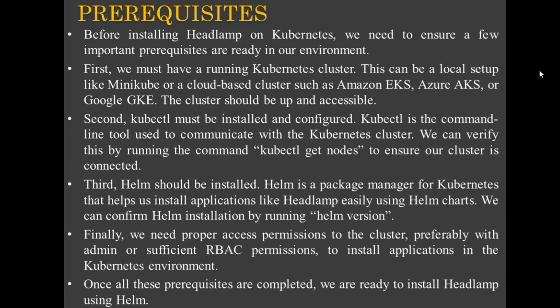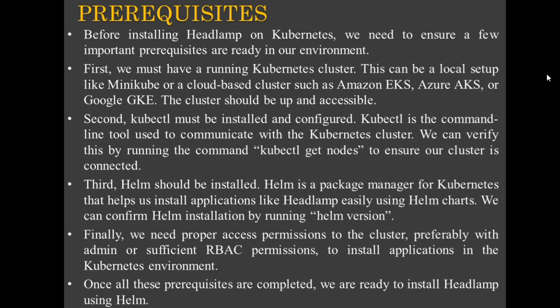Prerequisites. Before installing Headlamp on Kubernetes, we need to ensure a few important prerequisites are ready in our environment. First, we must have a running Kubernetes cluster. This can be a local setup like Minikube or a cloud-based cluster such as Amazon EKS, Azure AKS, or Google GKE. The cluster should be up and accessible. Second, kubectl must be installed and configured. Kubectl is the command line tool used to communicate with the Kubernetes cluster. We can verify this by running the command kubectl get nodes to ensure our cluster is connected.